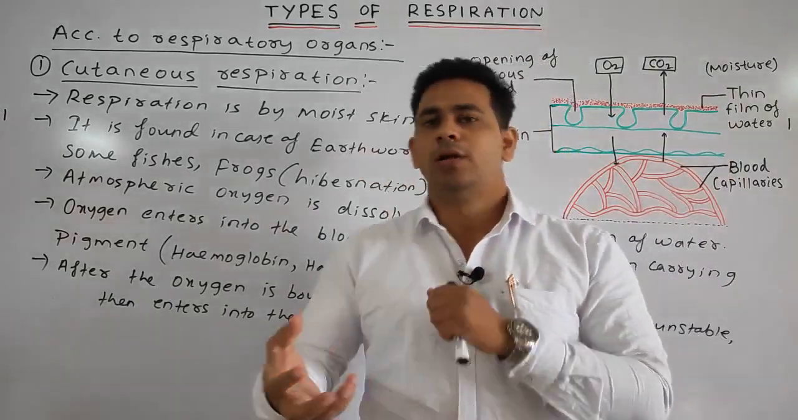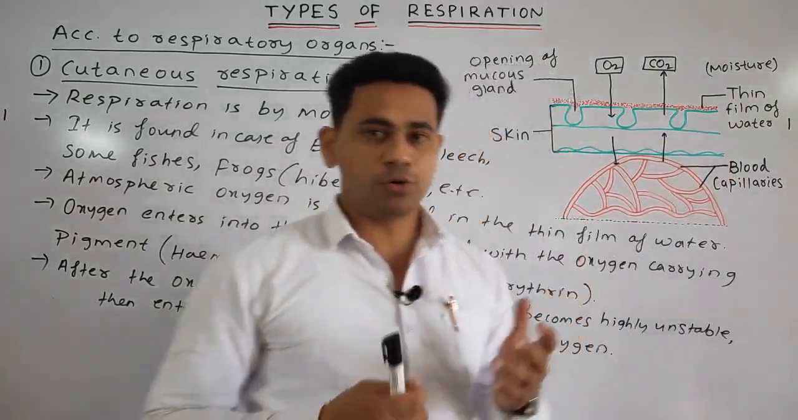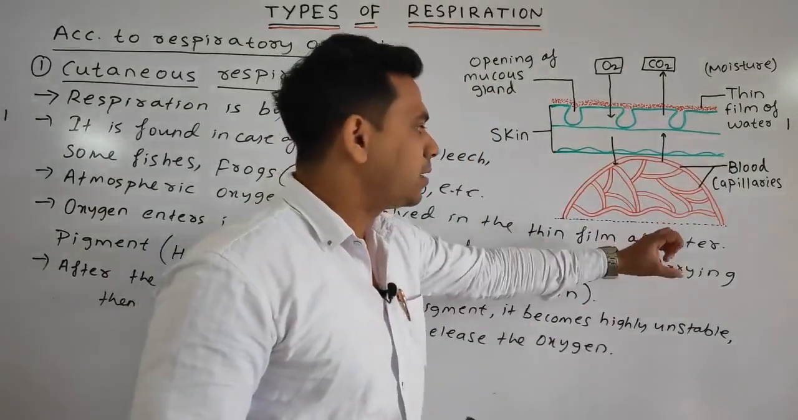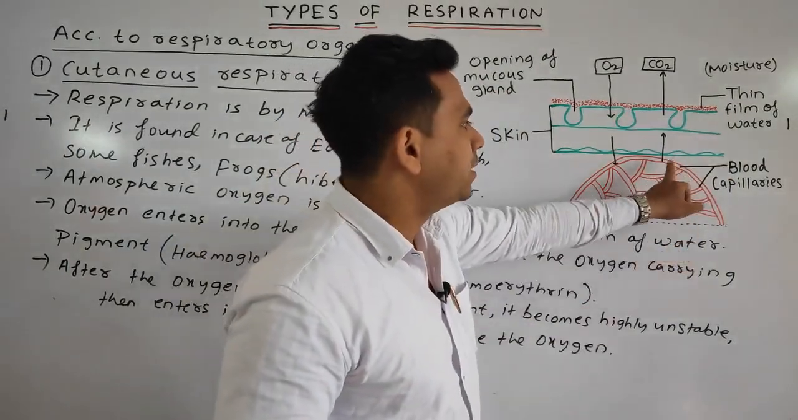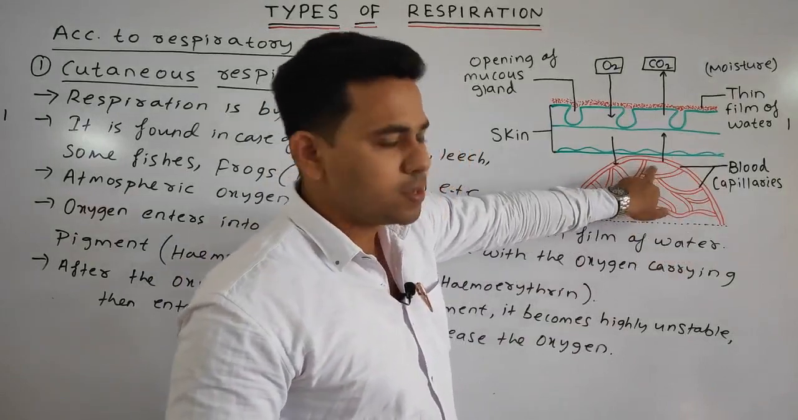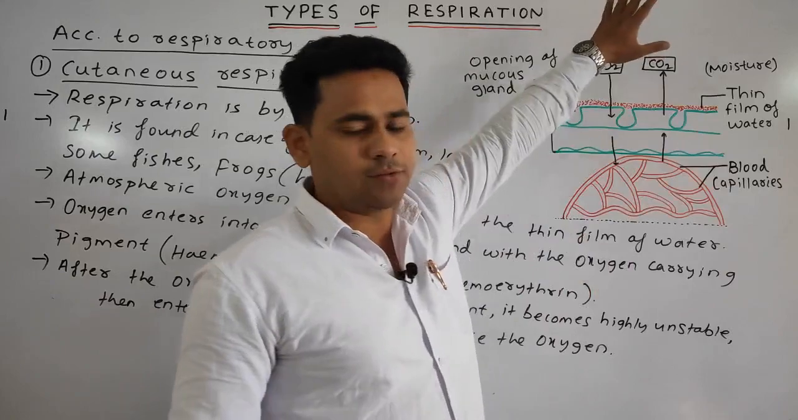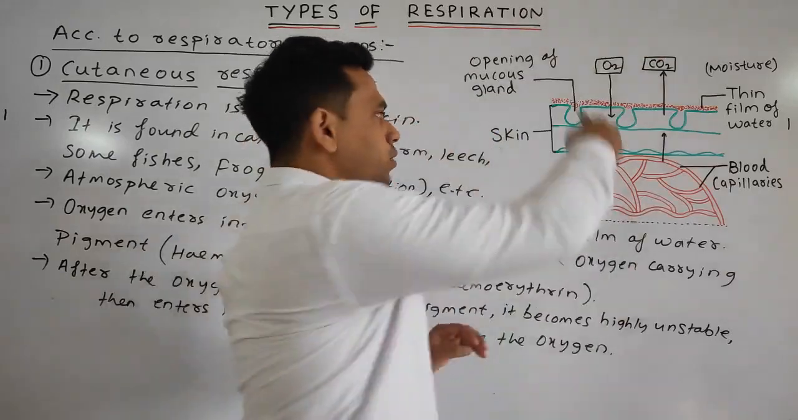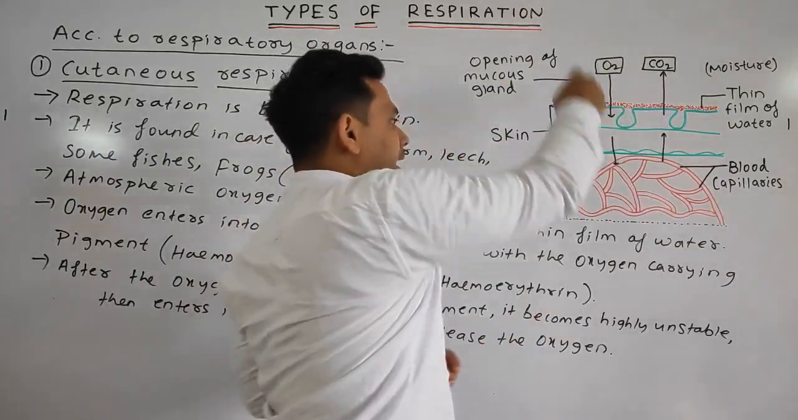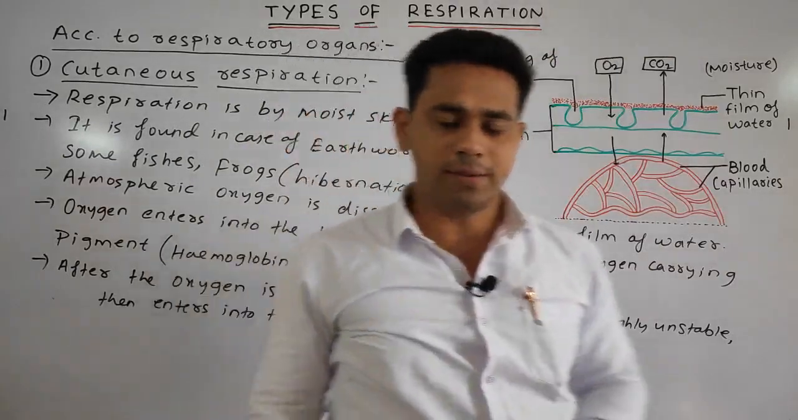When oxygen is taken out, carbon dioxide is produced as the byproduct. That carbon dioxide is carried out and enters the blood. From the blood, it goes to the outside of the skin, by which it is eliminated from the body. So the cycle goes on like this. Oxygen enters and CO2 goes out or is eliminated.